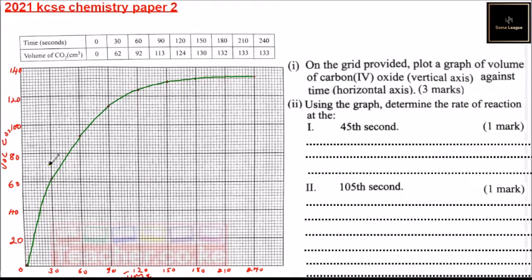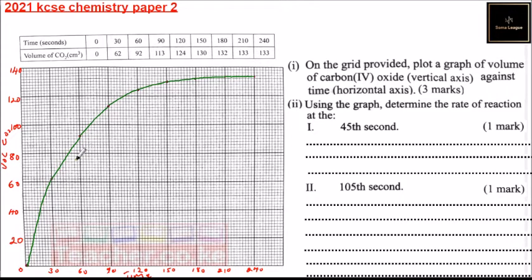That is 45. The second is this is 30. This is 60. So 45 is in between 30 and 60. So you're going to draw a tangent at 45, and once you draw the tangent, you calculate the gradient. You do the same to the 105. So using a ruler, you draw the tangents.